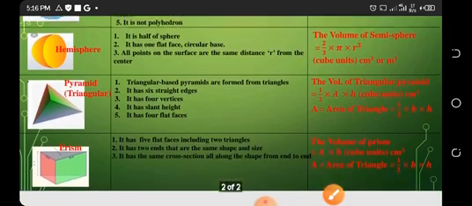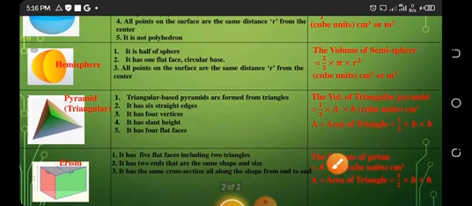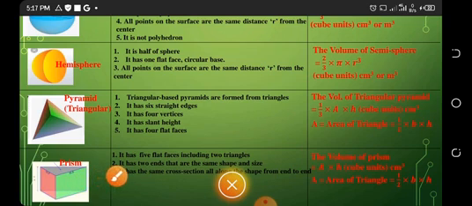Now the next one is prism. Look at this one too. This is a prism. 1, it has 5 flat faces, including 2 triangles. 2, it has 2 ends that are the same shape at the end. Number 3, it has the same cross section along its edges and shape from end to end.